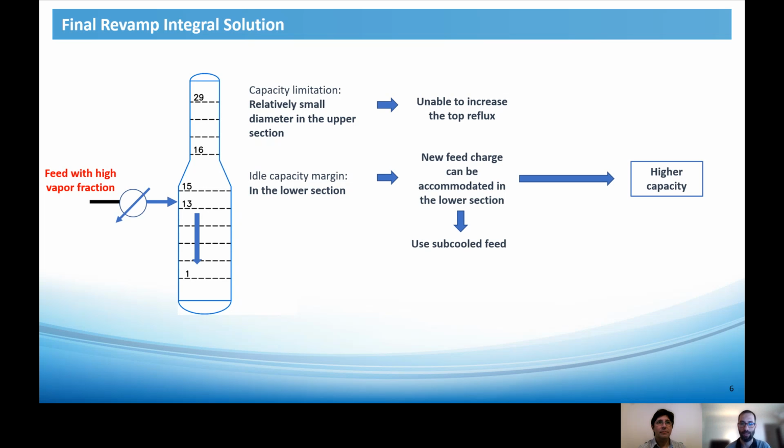Why not subcool the feed? By doing this, not only did we increase the internal reflux, but also we reduced the amount of heavier components that used to reach the top of the column due to flushing.